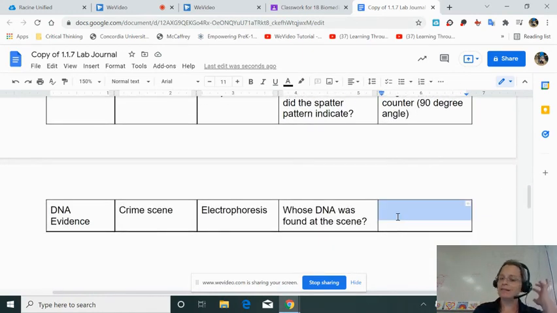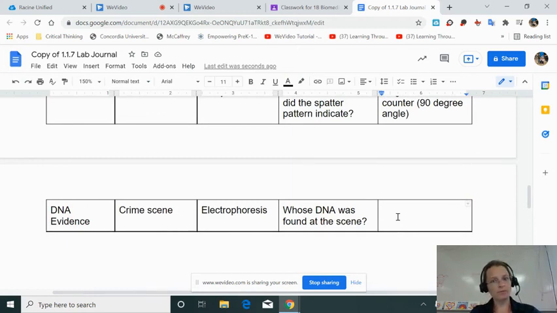And then finally, the electrophoresis, the results weren't good for everybody, but what I hope you found was that it was Anna's DNA at the scene. Okay? So that's it. We learned everything we can looking at the evidence at the scene. The next step for us is to run an autopsy on Anna. Okay? So get this done and turned in.